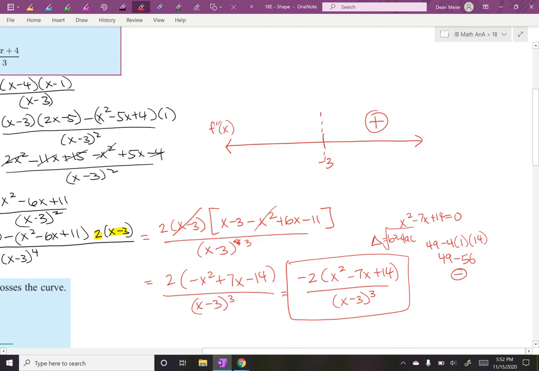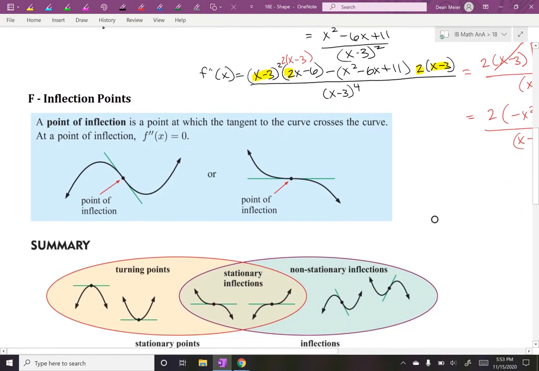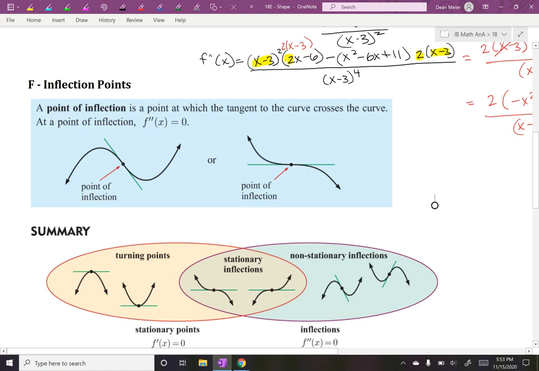Something bigger than 3, like 100, I would get something negative on top and something positive on the bottom. So that is negative. And therefore, I can tell you on the left side, where it's positive, this is concave up like a cup, and on the right, this is concave down like a frown. All right, that moves us on to point F. Point F says points of inflection.